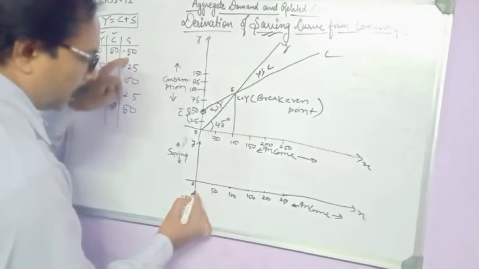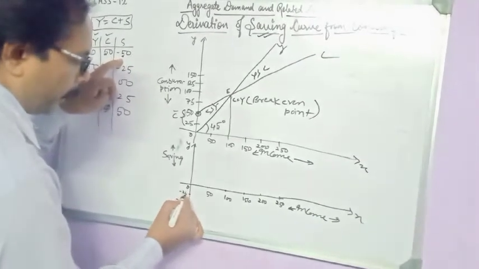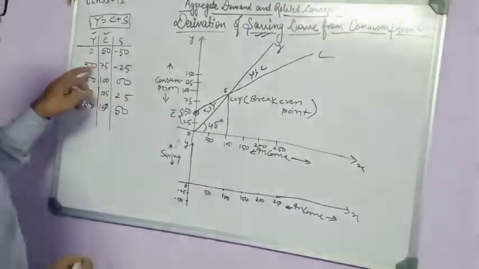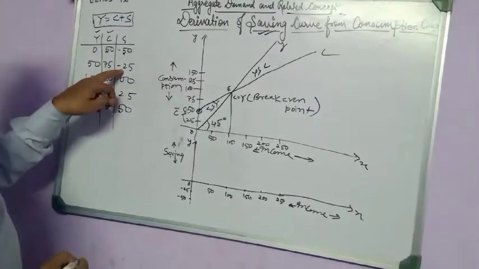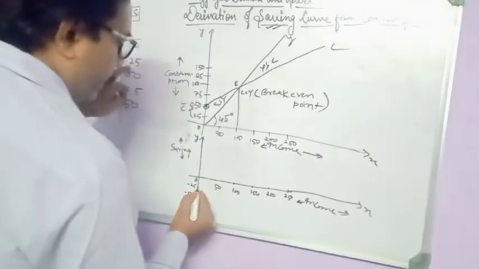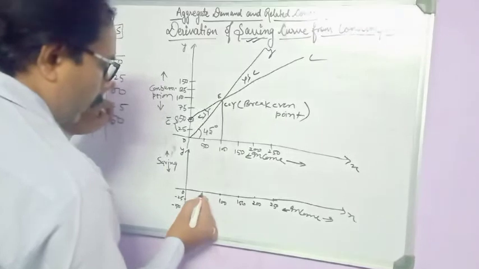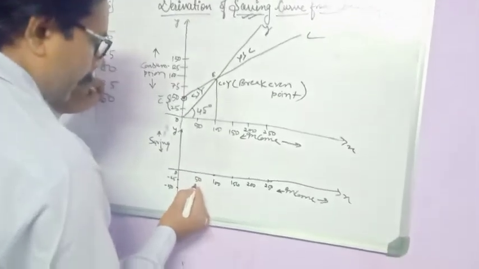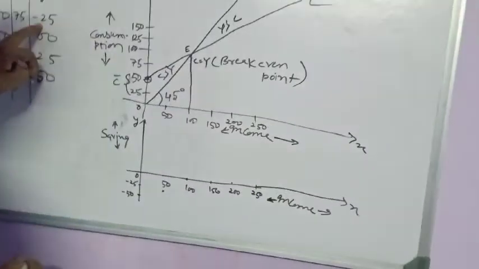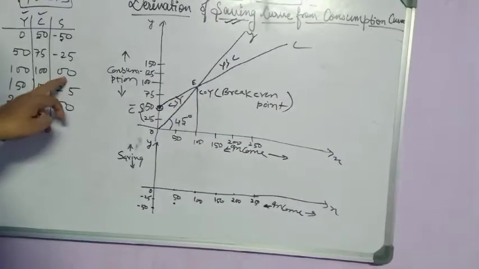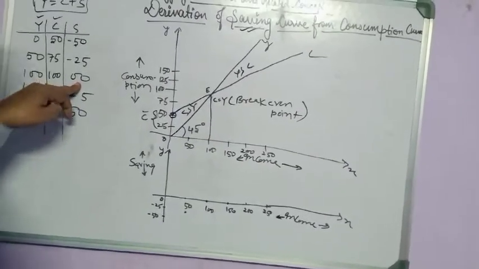So this is the minus 25. When the income is 50, the saving is minus 25. So in front of the income, or just below the income, we will locate the point for saving. Here the income is 100, saving is 0.